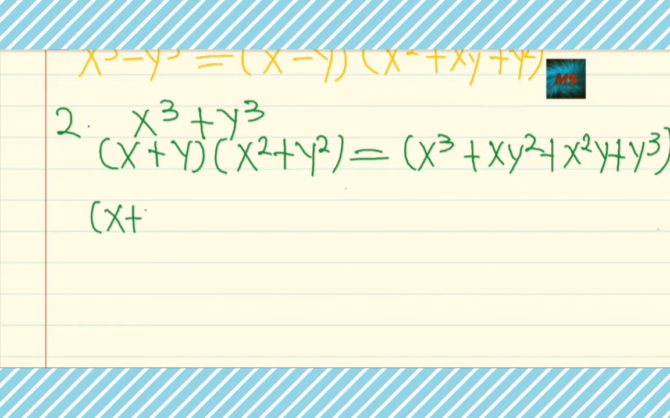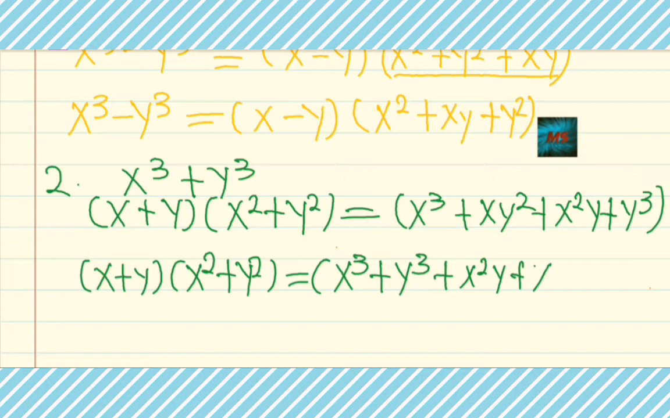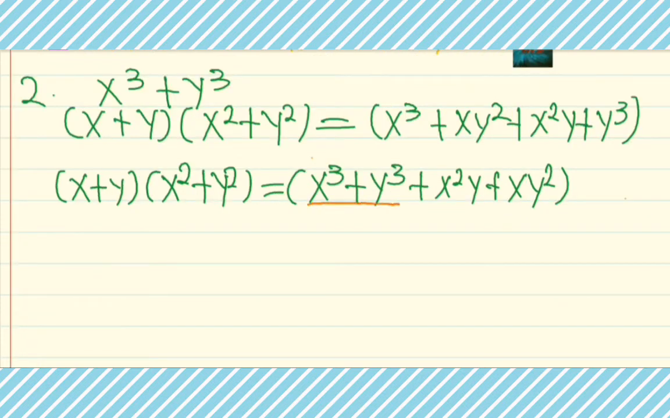We have (x plus y)(x squared plus y squared). We are rearranging the equation. We now have x cubed plus y cubed plus x squared y plus xy squared. And this x cubed plus y cubed is the original equation. So we move it to one side of the equation and the rest of the equation to the other side.